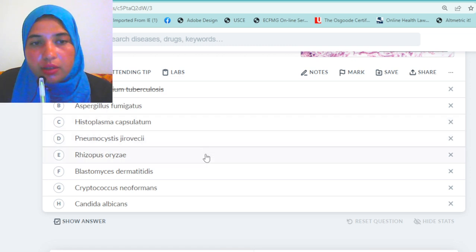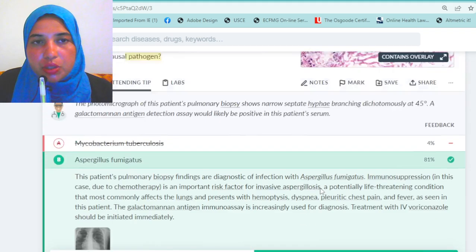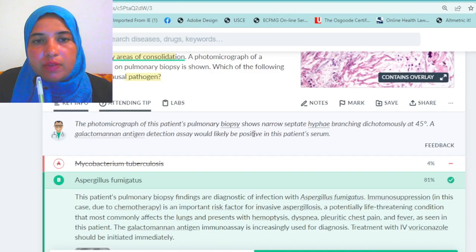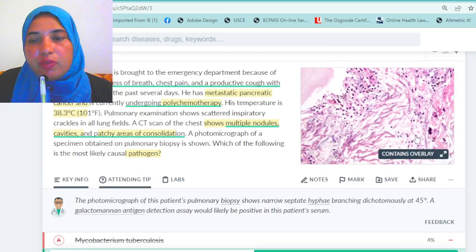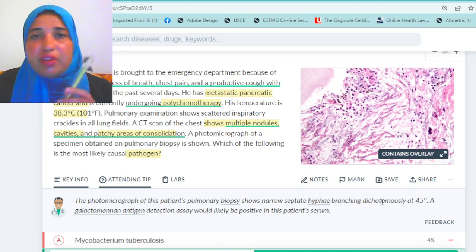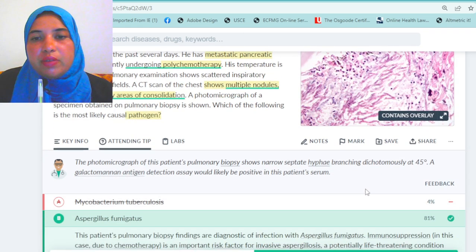I'm gonna take a guess that it's Aspergillus. Okay, photomicrograph of this patient's pulmonary biopsy shows narrow septate hyphae branching dichotomously at 45 degrees, so I said it's an acute angle. A galactomannan antigen detection assay would be positive. That is something I would definitely put in a note in First Aid, because I know for a fact it's not in First Aid. You need to know this galactomannan antigen detection assay. Okay, would be positive in this patient's serum.